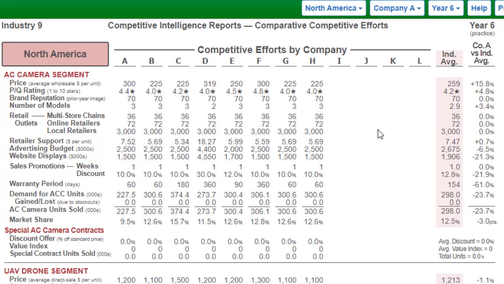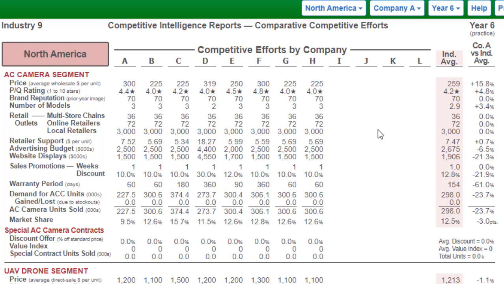Okay, the PQ rating is 4.0. They don't have the highest PQ rating. Okay, number of models, they only have 2. Other companies, I should say, have 3. When it comes to retail, it's about the same. And let's see, I was looking for the warranty here. The warranty is 360, so they do have the longest warranty. But I think the biggest thing hurting them is they're selling for $319 with a PQ rating of 4.0.